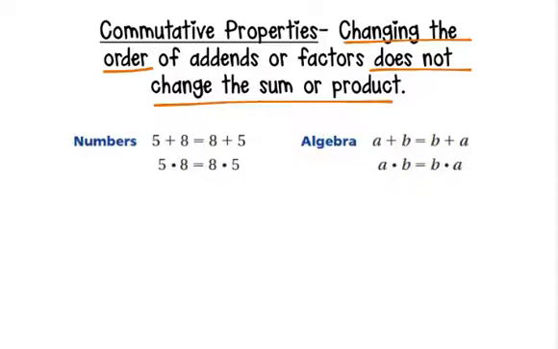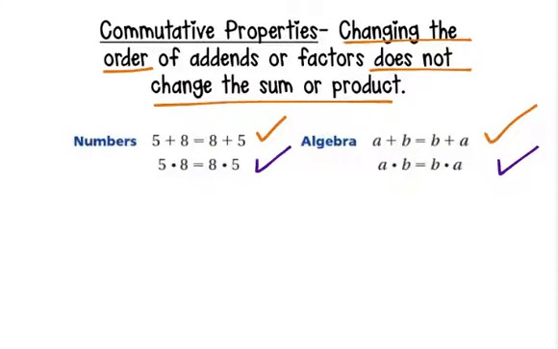Now, you can see that this applies to addition, because 5 plus 8 is the same thing as 8 plus 5, which we talked about yesterday when we were writing our expressions. If you look over here at the algebra, a plus b is the same thing as b plus a. So with addition, changing the order doesn't matter, and same with multiplication. 5 times 8 is the same as 8 times 5. And with algebra, a times b is the same thing as b times a.